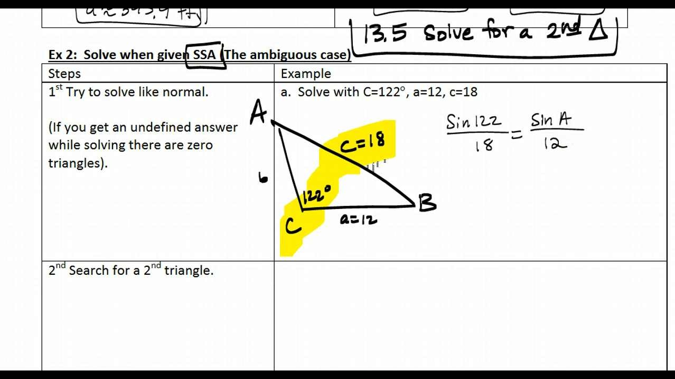And now the reason you end up with two possible cases is because when I solve for sine of an angle, there are two possible answers. I'm going to say more about that in just a little bit.